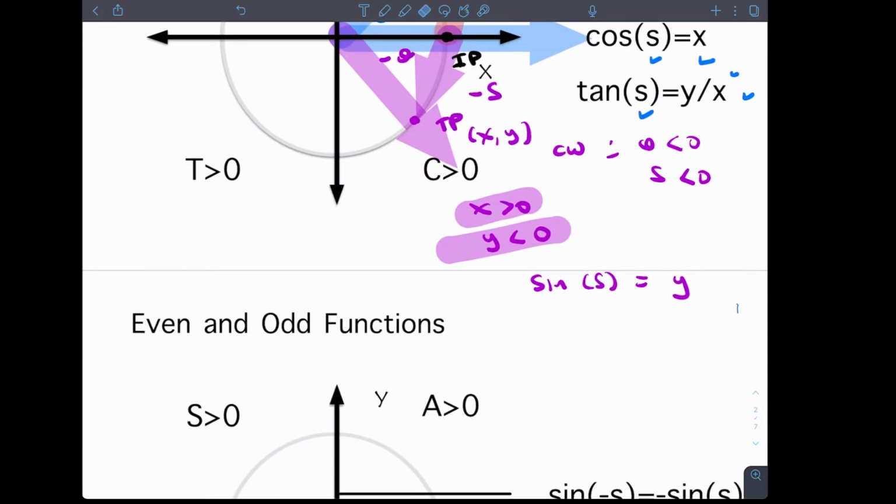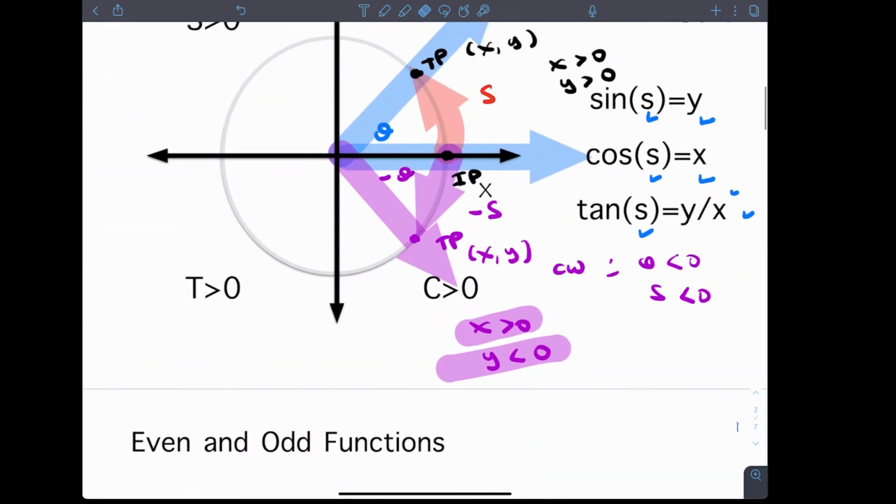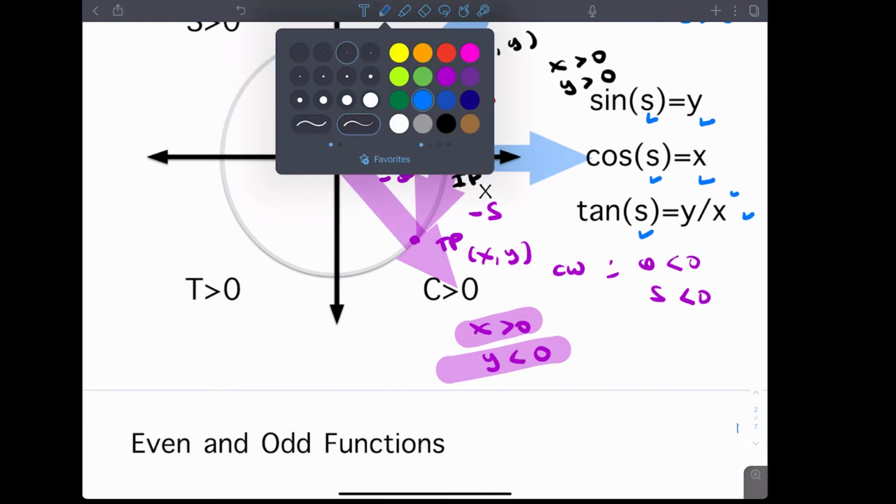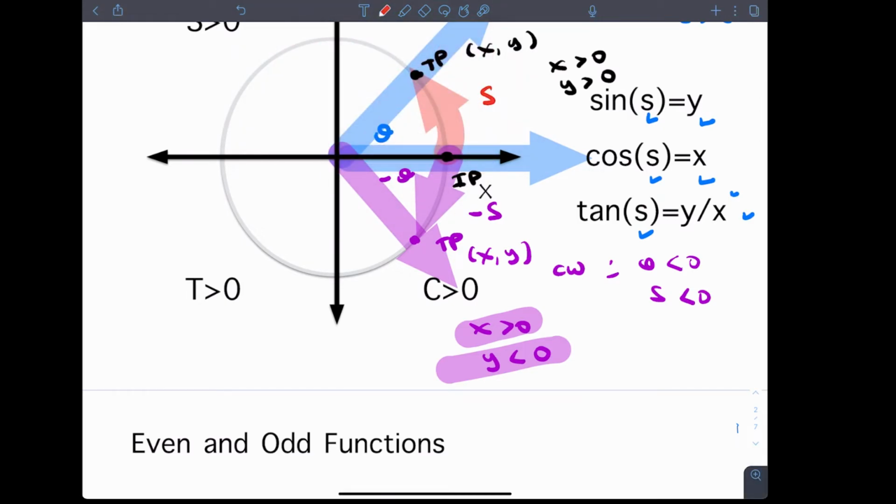Okay, so let's try to see if we can figure this part out. Okay, so I want you guys to see this over here. These points there.